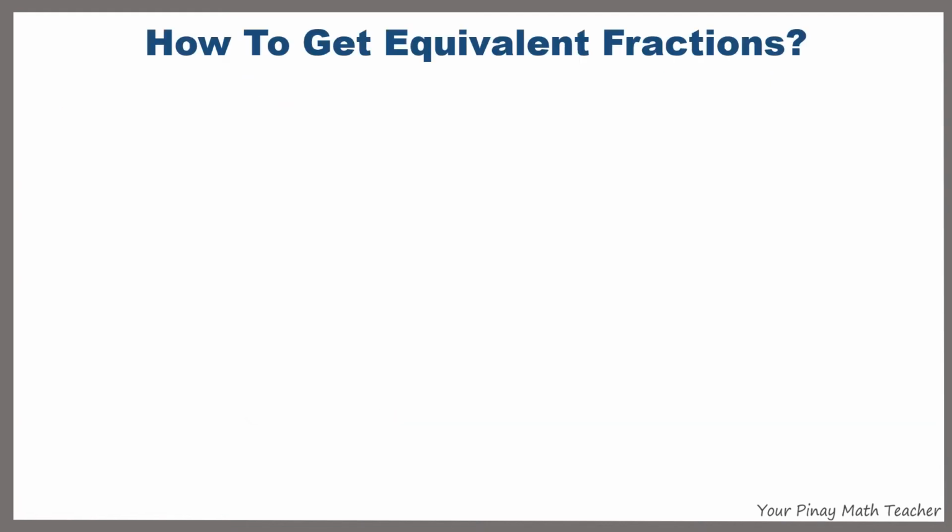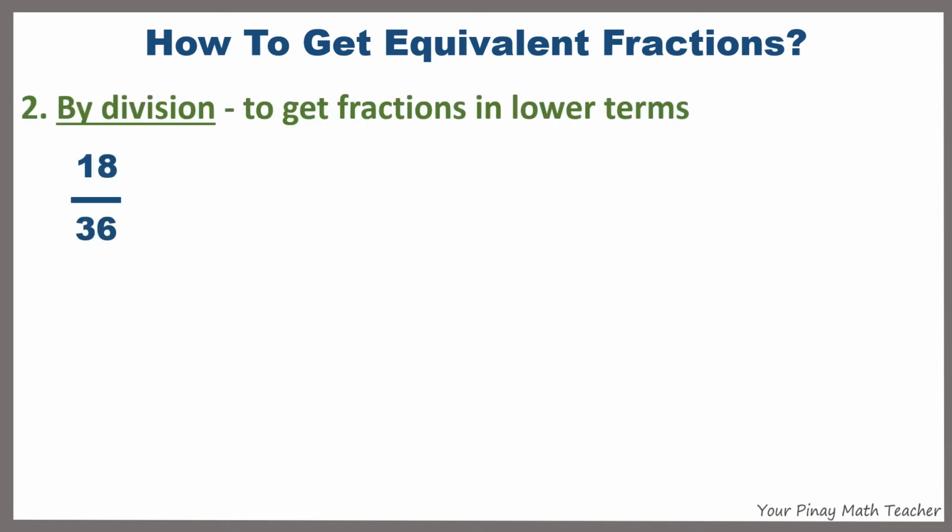How to get equivalent fractions in lower terms? You do division. You divide both numerator and denominator of the given fraction by a common factor or divisor. For example, 18/36. Both of them are even, so they are divisible by 2. So 18 divided by 2 is 9. 36 divided by 2 is 18. 9/18 is equivalent to 18/36 in lower terms.